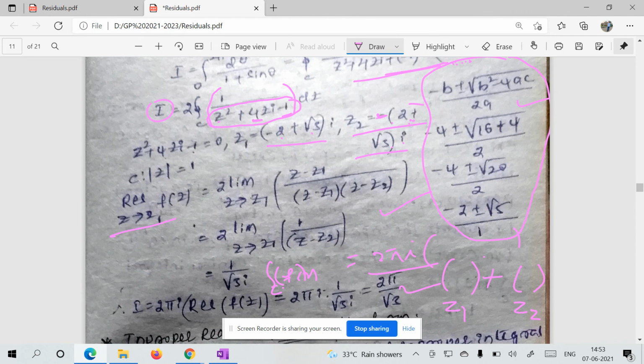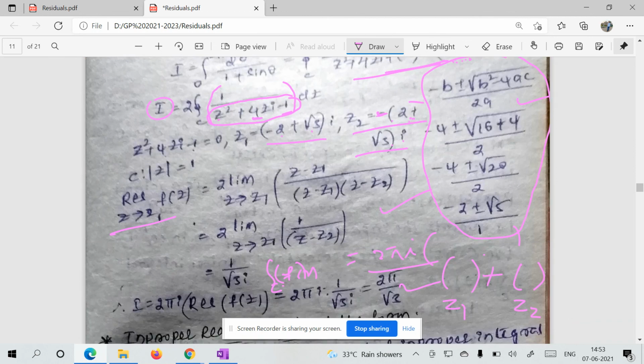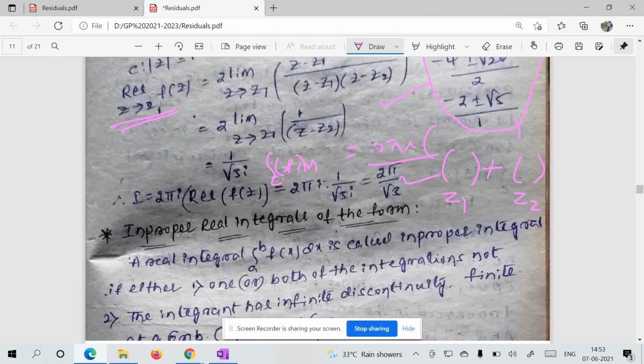See, try it once on your own. Substitute and simplify, at z1 and at z2 we have to find the residues, then add them, and finally it is multiplied by 2 pi I. Okay?